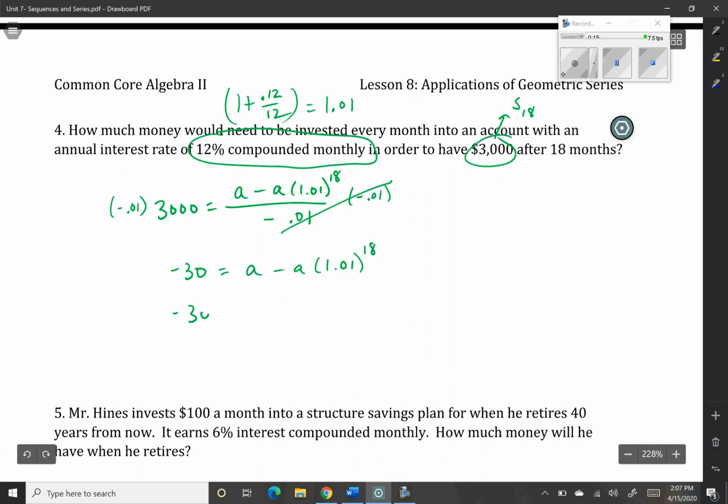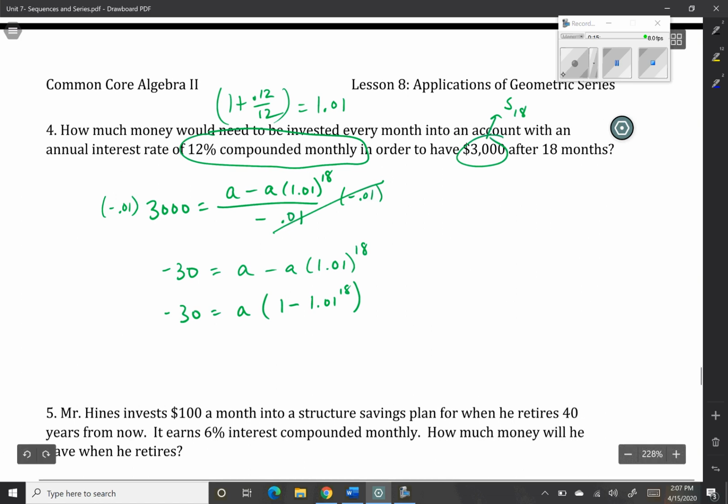So instead of that, I can just factor out A. If I factor out A, I'm left with this. So this value, 1 minus 1.01 to the 18th power, it is a number. It's going to be negative 0.19614, something like that. It doesn't change to a nice fraction or anything like that. So I don't want to use that decimal. I don't want to round it. So I'm going to divide both sides by this parenthesis.